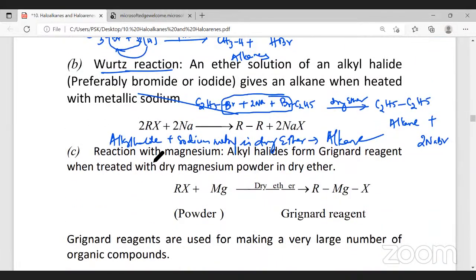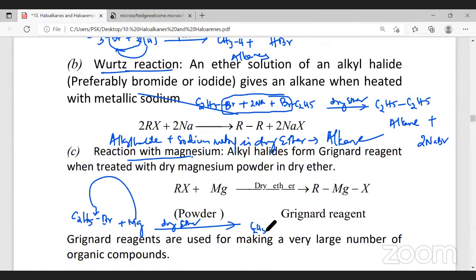Next one, reaction with magnesium. Reaction of what with magnesium? Alkyl halides. Now C2H5Br, this alkyl halide, when it is heated with magnesium in dry ether, magnesium gets bonded between carbon and bromine. So you get C2H5, magnesium and bromide. So it is named as alkyl magnesium bromides. The alkyl group is ethyl, therefore it's named as ethyl magnesium bromide. Ethyl magnesium bromide. Did you follow?